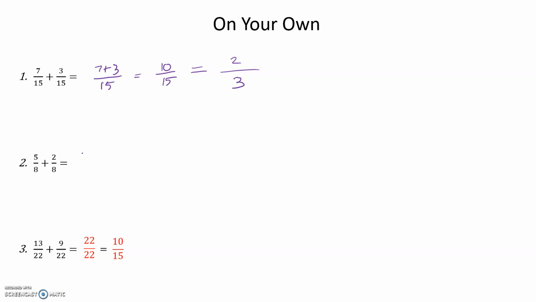Okay, number 2. 5/8 plus 2/8 is the same thing as 5 plus 2 over 8, and that would equal 7/8, and that is actually simplified. I can't do any more. And then the last one, 13/22 plus 9/22 is 22/22, which equals 1 whole. Did not mean to give that to you, but there it is.